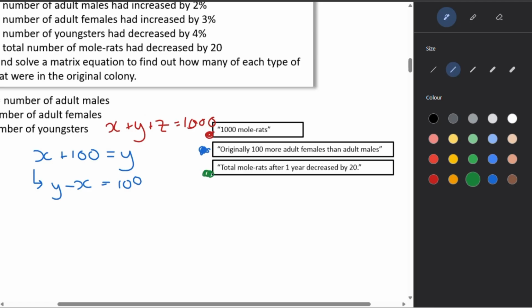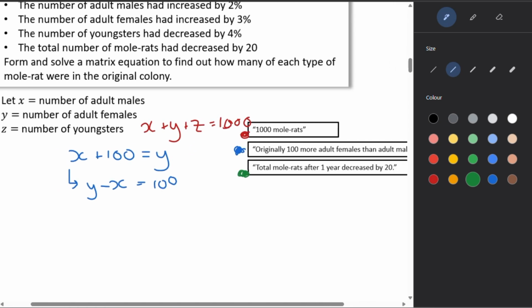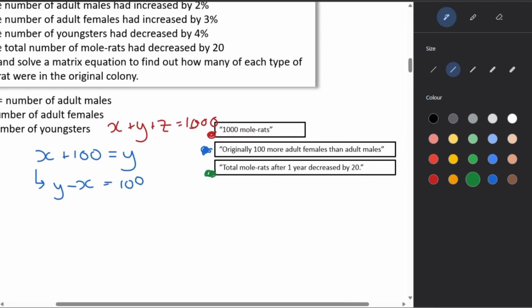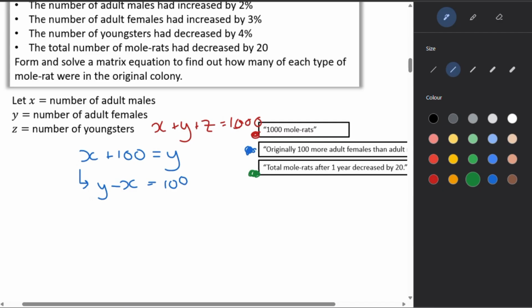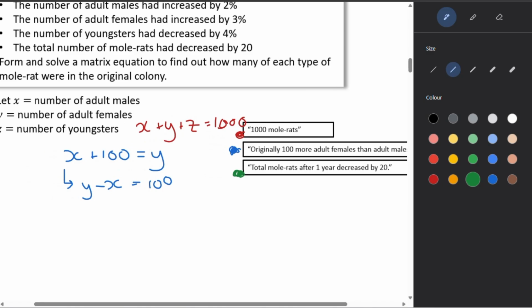So the total mole rats after 1 year decreased by 20. So let's think about what we could do with that information. We know the increase in all the populations. After 1 year we had increased by 2% males, so that means we have 1.02x, because 102% as a decimal is 1.02. The number of adult females increased by 3%.